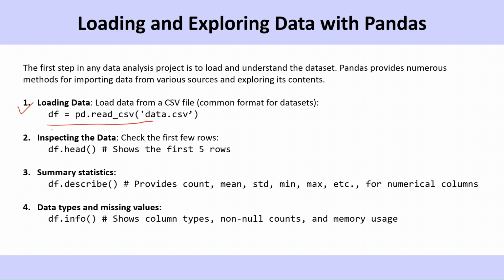And if we have to inspect the first few rows, we will use df.head. Now it shows the first 5 rows of your data frame. Very useful for quickly checking your data structure and content. And then we have summary statistics. What does it do? It provides a statistical summary of numerical columns.